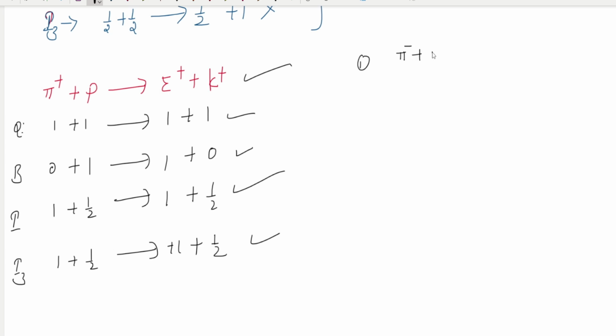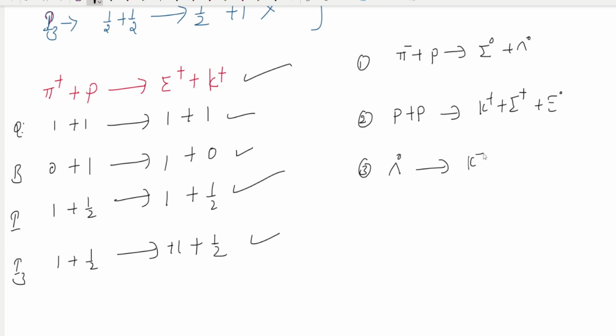For number 1, pi minus plus P, we need to check this reaction. Second, P plus P tends to sigma plus and this kaon. And there is one simple equation. Try to check these things. For practicing, these are the previous questions.